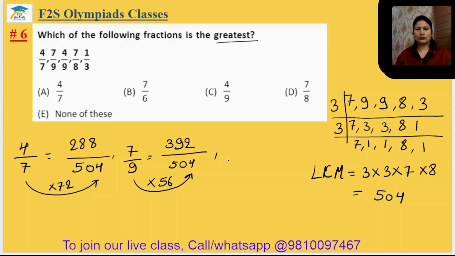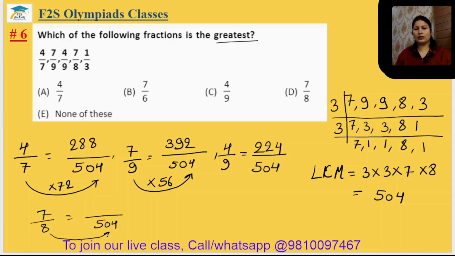392. Third one is your 4 by 9. So that is your 504. It means 56. So 56 multiplied by 4 here. 56 multiply 4, so you will get 224. Okay? Now 7 by 8. 7 by 8 and denominator is 504.